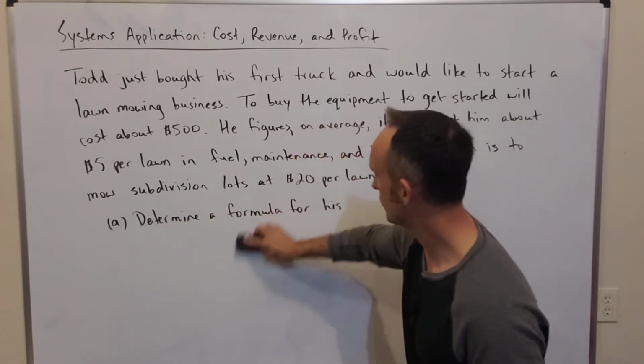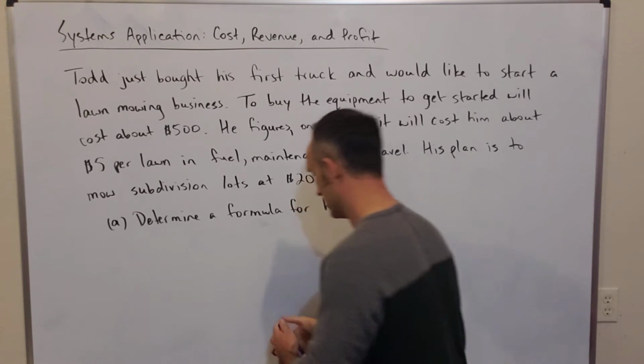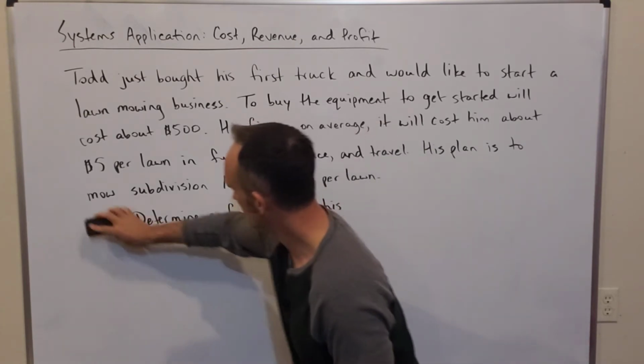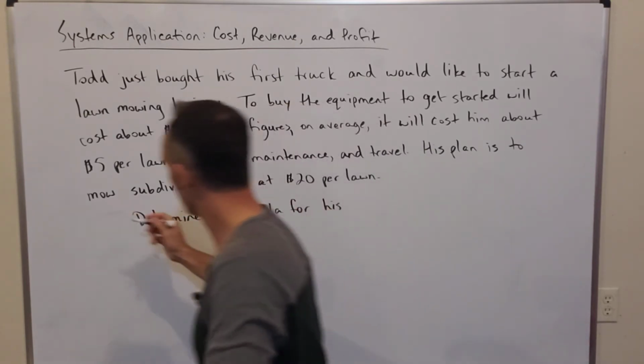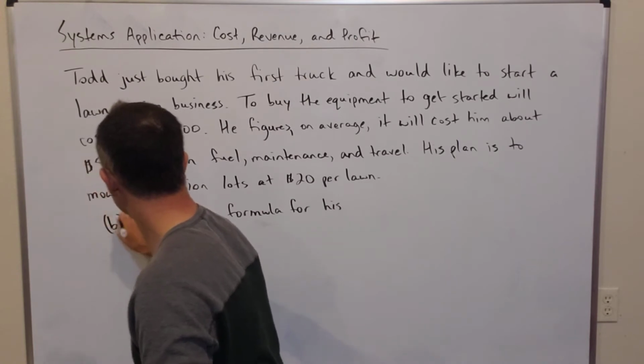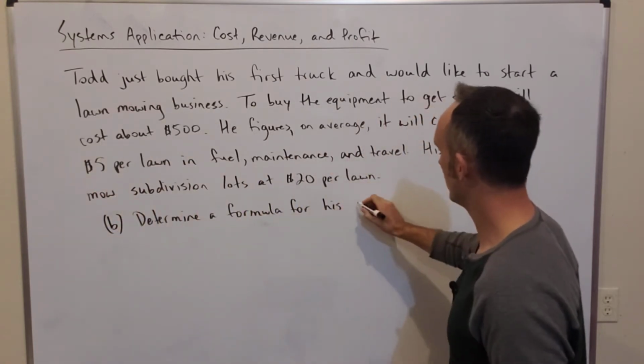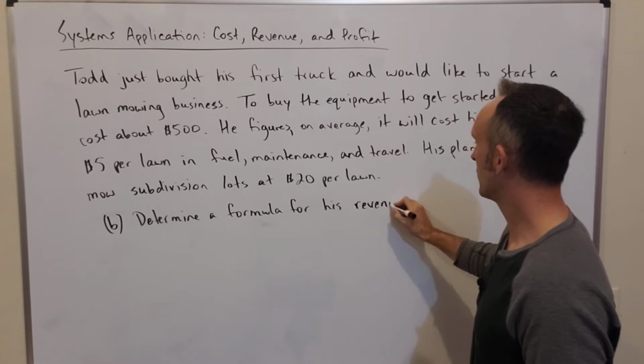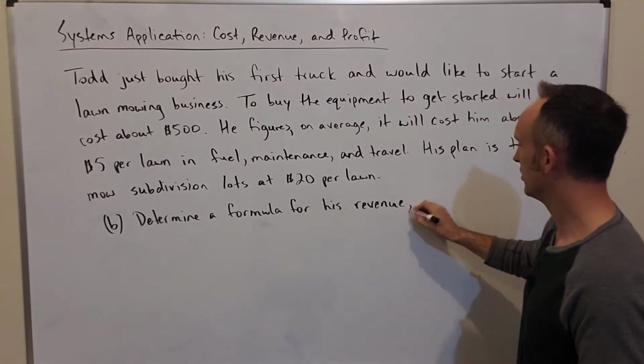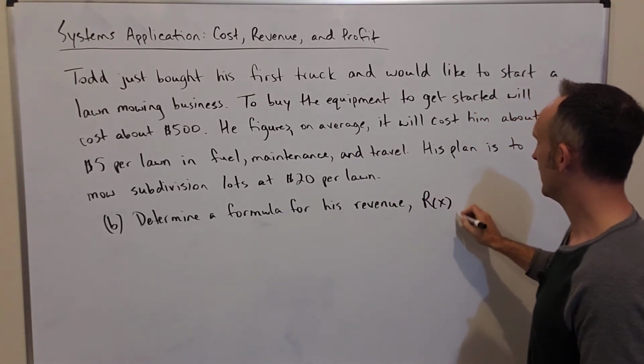Determine a formula for his revenue. So this will be part B. Determine a formula for his revenue. And you can probably guess what the function is going to be called, R of x.